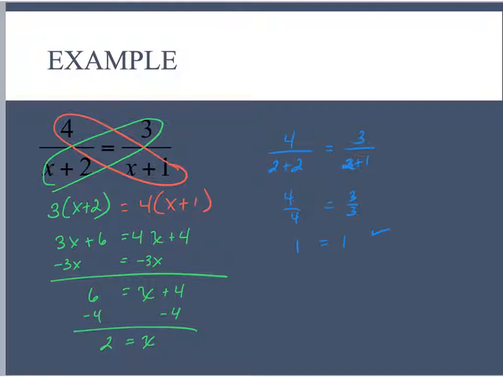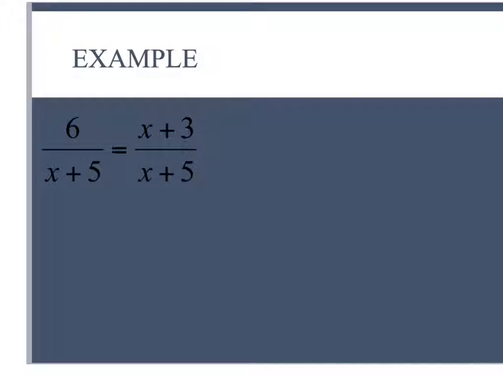Now if my answer had been a -2 or a -1, one of these denominators would have been 0, and my answer would have been extraneous. Here's another example of a rational equation.